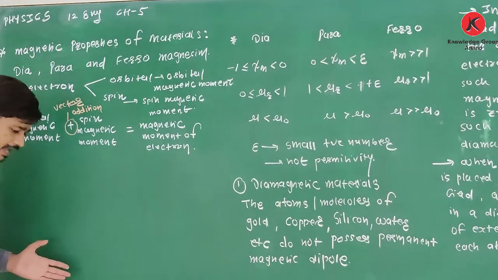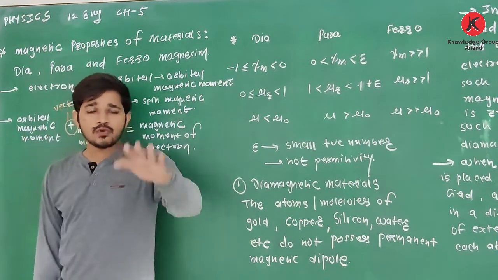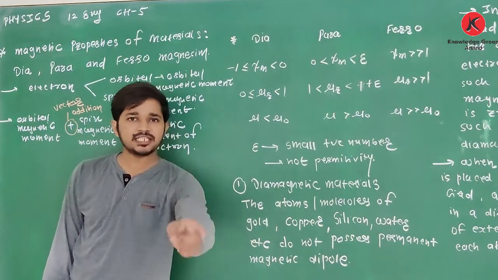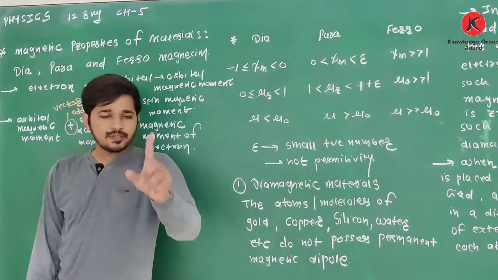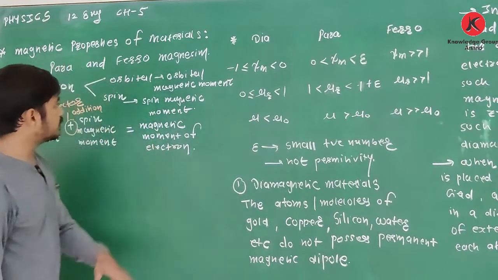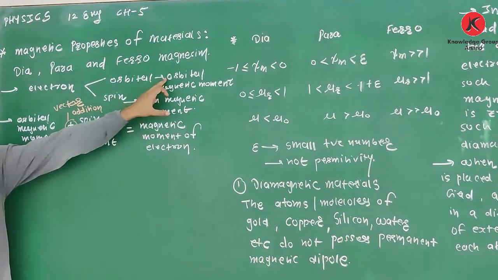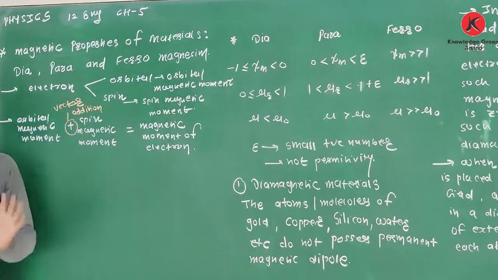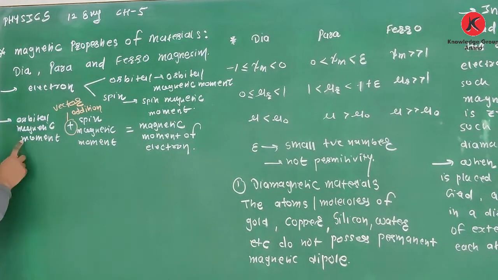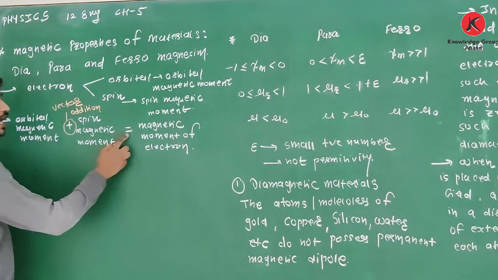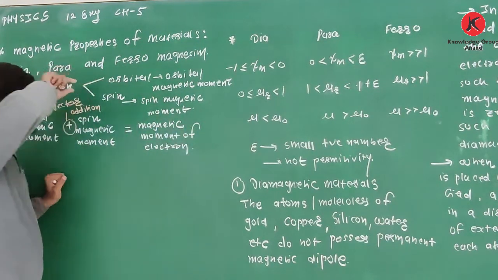What is the first topic? Fundamental particles. Fundamental particles are electron, proton and neutron. They are stationary in the nucleus. Electrons are revolving in orbit. They are also performing spin motion. So due to their orbital motion and spin motion, they have orbital magnetic moment and spin magnetic moment. Orbital magnetic moment plus spin magnetic moment means vector addition. It gives the magnetic moment of the electron.